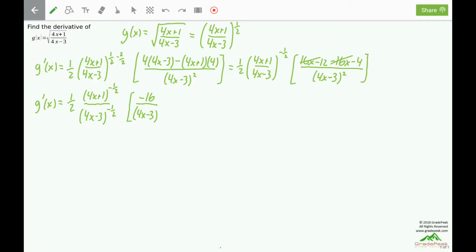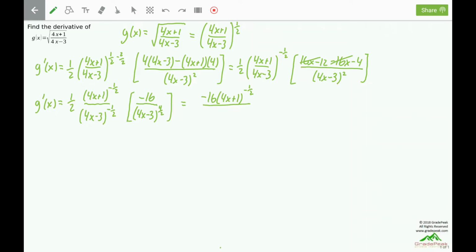Now what I'm going to do is, instead of writing it as squared, I'm going to write it as 4/2. The reason I'm doing that is we're going to multiply these fractions, and this, when multiplied, will allow us to add the exponents because we have like bases there. If I multiply the numerators, I have a 1, I have a negative 16, and I have all of that. So when I multiply those, 1 times negative 16, I end up with negative 16. I have that 4x plus 1 to the negative 1/2.